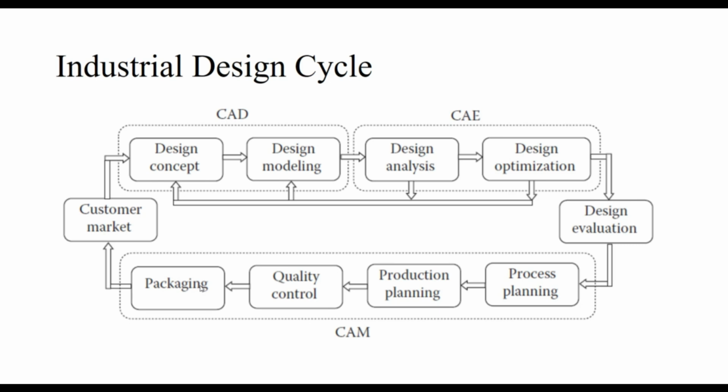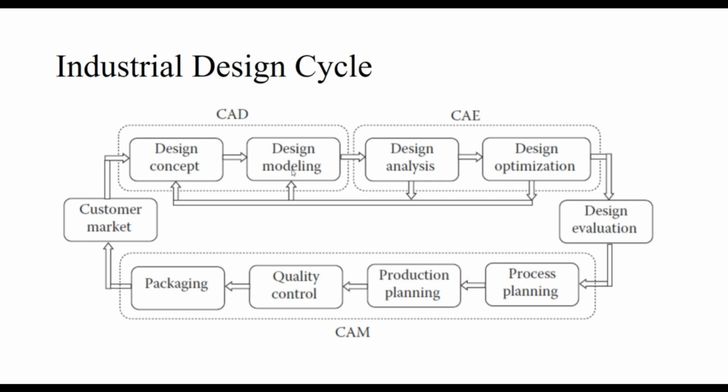Once the product passes through these four stages, it is sent to the customer or into the market for sale, and then feedback is again taken from the customer, and new design concepts are prepared. Likewise, this design loop carries on. If the product fails at the design analysis phase or the design optimization phase, we resend it to the design concept stage or the design modeling stage. So this is how an industrial design cycle works.